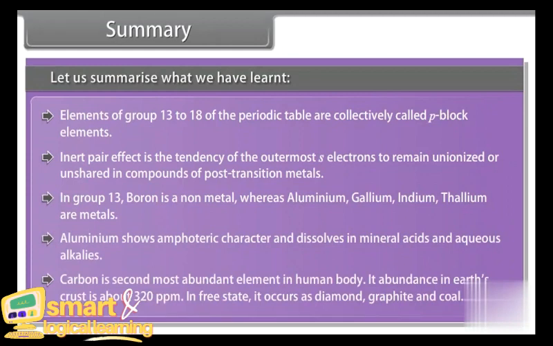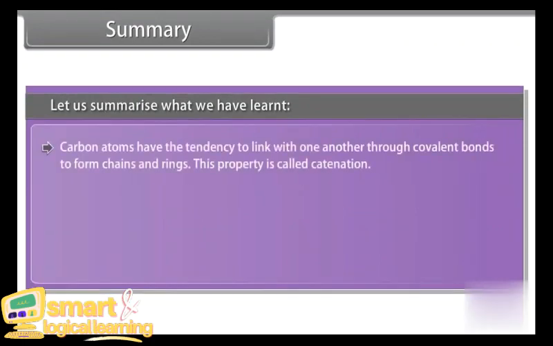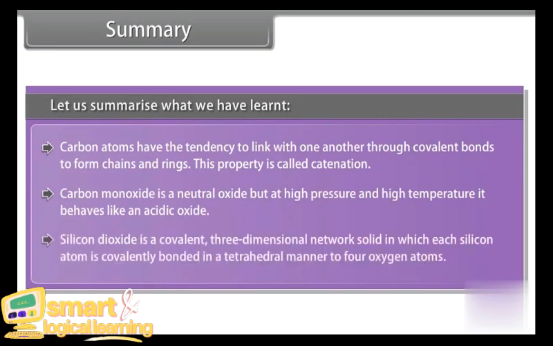Carbon is the second most abundant element in the human body. Its abundance in Earth's crust is about 320 parts per million. In free state, it occurs as diamond, graphite, and coal. Carbon atoms have the tendency to link with one another through covalent bonds to form chains and rings. This property is called catenation. Carbon monoxide is a neutral oxide, but at high pressure and high temperature, it behaves like an acidic oxide. Silicon dioxide is a covalent three-dimensional network solid in which each silicon atom is covalently bonded in a tetrahedral manner to 4 oxygen atoms.